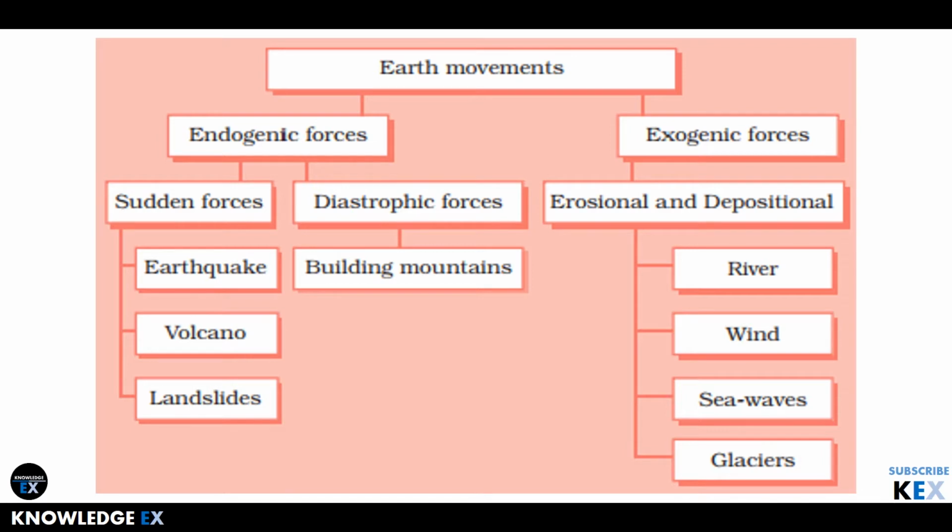and the agents of erosion are rivers, wind, sea waves, and glaciers. So, earth movements are caused by two types of forces, endogenic forces and exogenic forces. And we often say that the endogenic forces are creating the landforms, whereas exogenic forces are destroying the landforms.